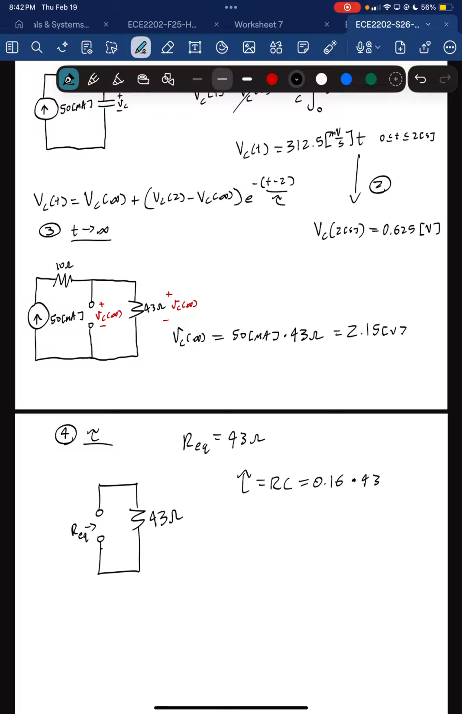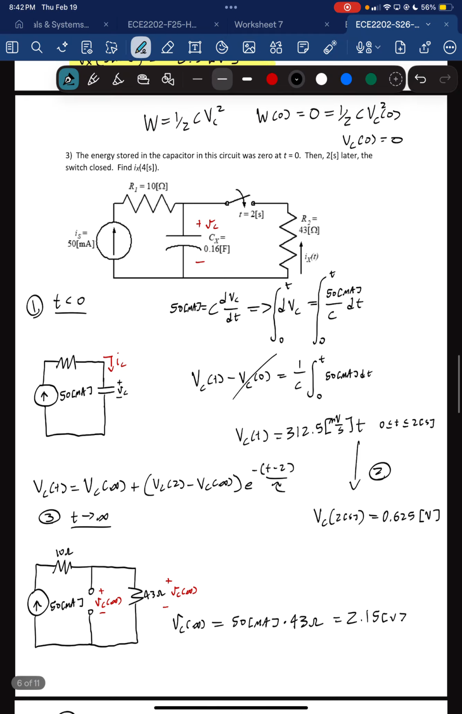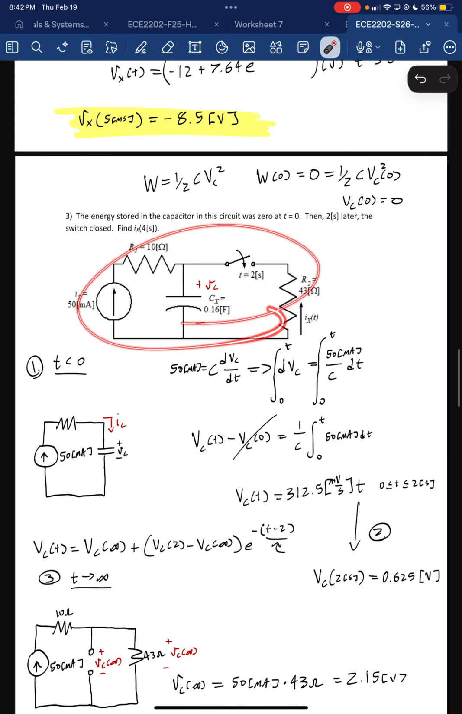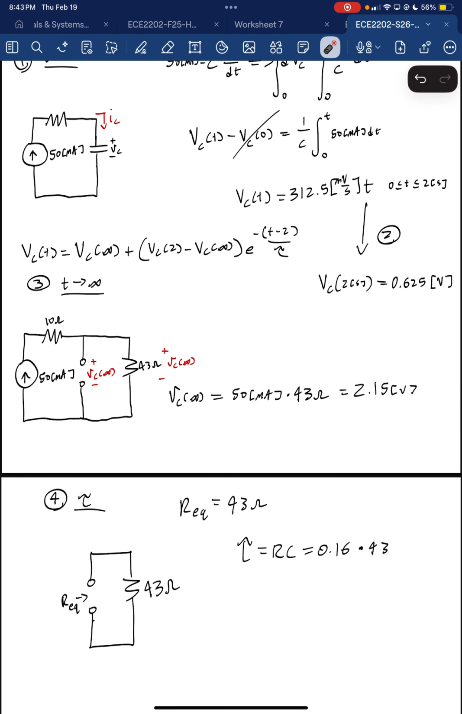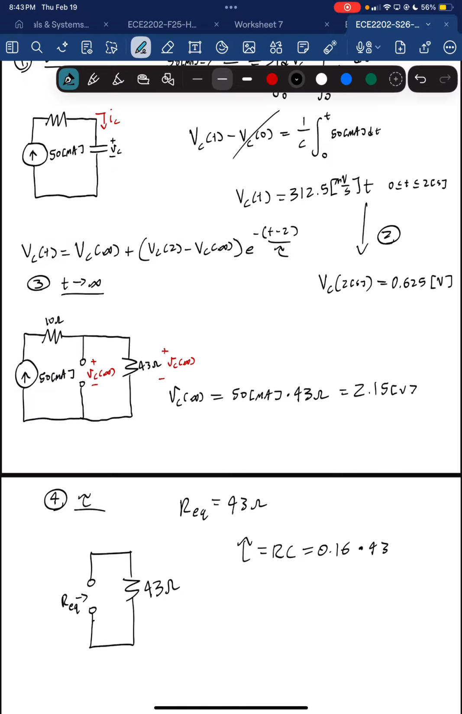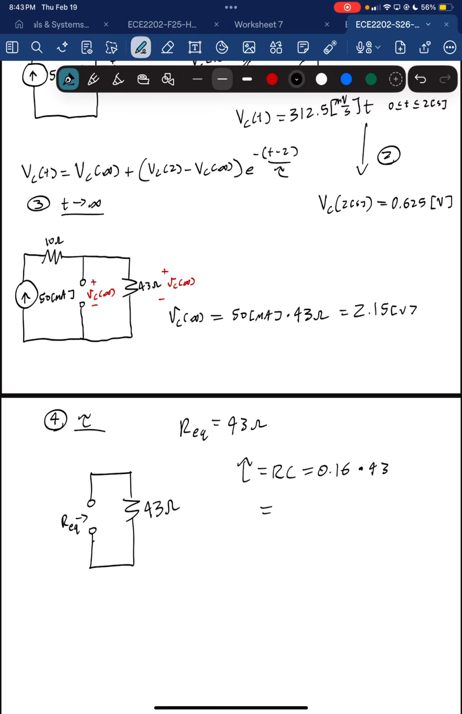Wait, how did you get that circuit? So I took this circuit right here, because the switch is closed, and replaced the capacitor with terminals. We have to find the Thevenin resistance as seen by those terminals. Since there's no dependent source, we can use the R equivalent method. With the R equivalent method, you deactivate all of your independent sources. So current sources become open circuits, which gets rid of this whole branch and leaves us with this circuit. And so tau is going to be 6.88 seconds.